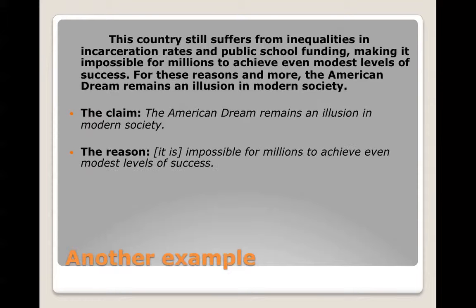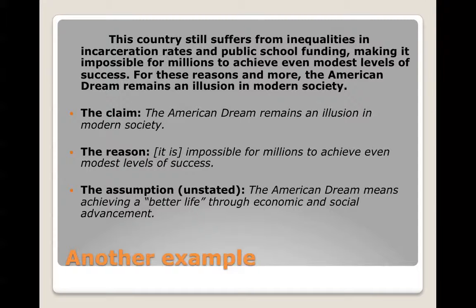The reason for this, at least according to this example, is that it is impossible for millions to achieve even modest levels of success. And if we want to go even further, we can say due to the things like incarceration rates and public school funding. There is an assumption here, though, that's not being said, and it's this. The American dream means achieving a better life through economic and social advancement. Okay, so whoever made this argument is assuming that the audience understands the American dream to be this idea of a better life. And because of things like incarceration rates and public school funding, that better life cannot be achieved.